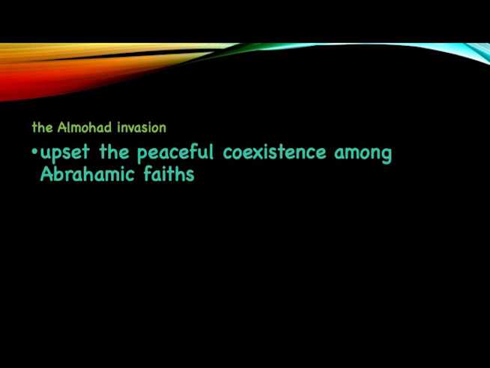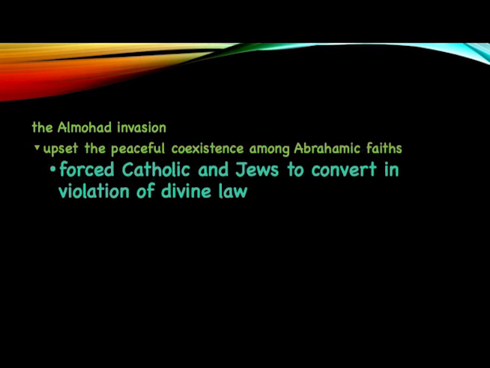The situation for Muslims, Catholics, and Jews on the Iberian Peninsula changed radically with the Almohad invasion. The Almohad victory upset the peaceful coexistence among the three Abrahamic religions. The Almohad forced Catholics and Jews to convert to Islam, which most other Muslims believed violated divine law. So, Catholics and Jews were left with few alternatives. They could flee before the Almohad army arrived, they could convert under pain of death, or they could pretend to convert and practice Catholicism or Judaism in secret. If discovered, however, the punishment was death.